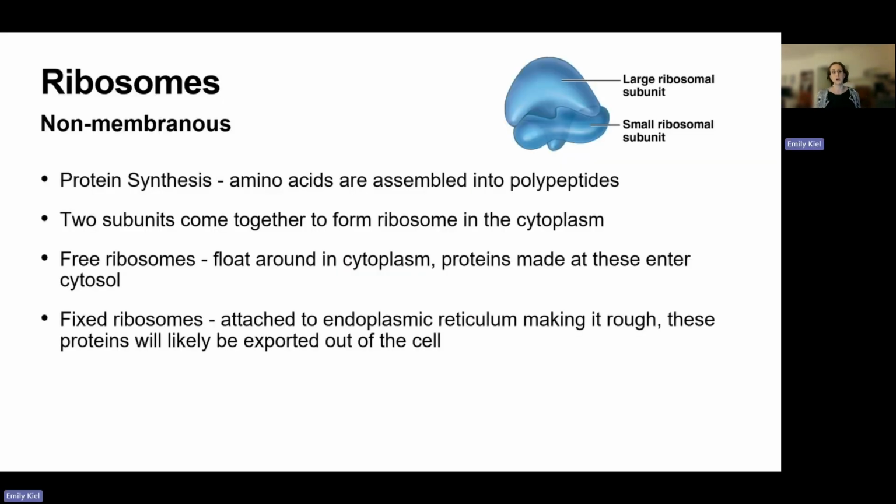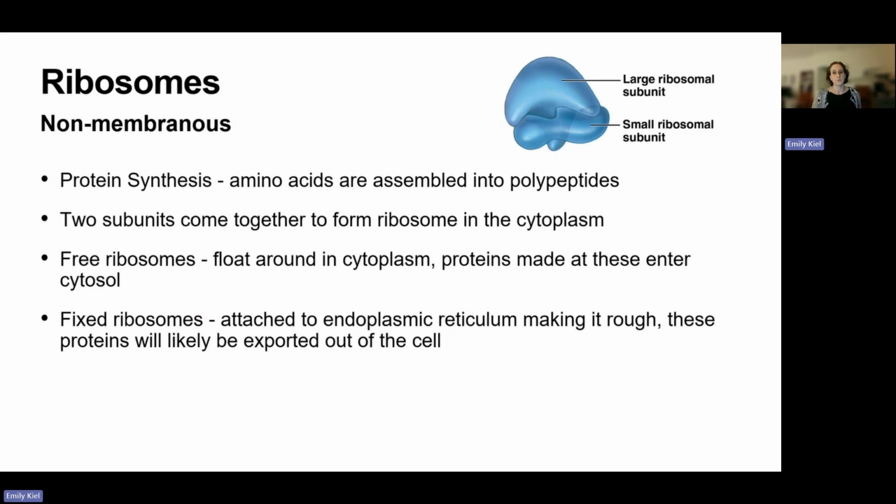So ribosomes are non-membranous organelles. Remember, we've got two units that are made in the nucleolus. They come out those nuclear pores, and then they're combined together. And ribosomes are responsible for protein synthesis. If you remember one thing from this lecture, remember ribosomes and protein synthesis. And protein synthesis means that each individual amino acid is assembled into a polypeptide.